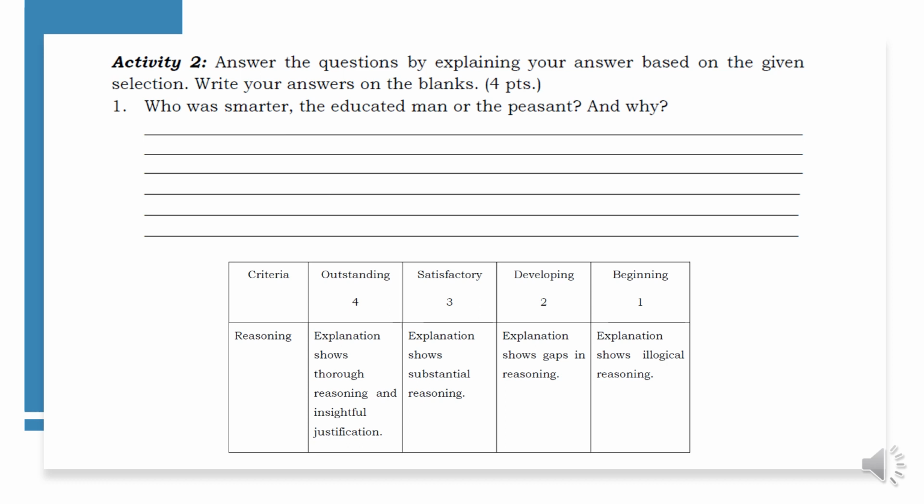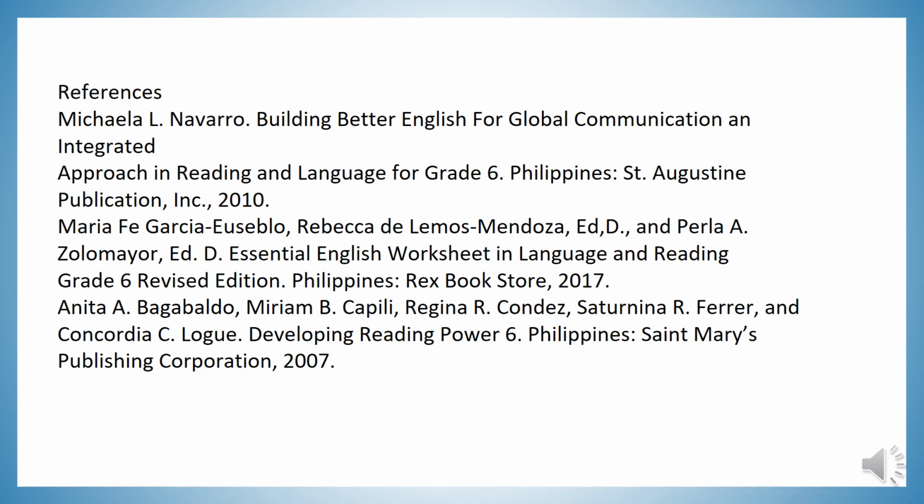So we have the criteria. Outstanding is for 4 points. Explanation shows thorough reasoning and insightful justification. For 3 points, satisfactory. Explanation shows substantial reasoning. For 2 points, developing. Explanation shows gaps in reasoning. And for 1 point, that's for beginning. Explanation shows illogical reasoning. Okay.